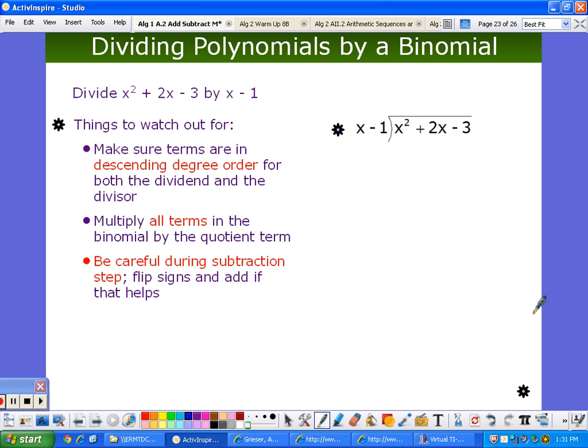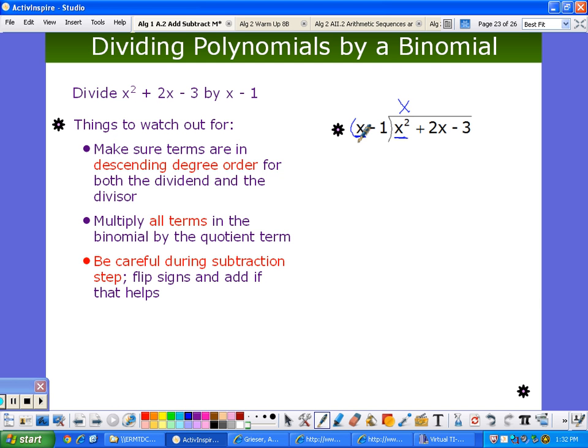So x minus 1 is our divisor into x squared plus 2x minus 3. Watch very carefully what we're going to do. This is similar to long division when you have a big number; sometimes you would just round it to a number we understand. So basically you're just going to look at the x and the x squared. You're going to say x times what is x squared? X. So we put that on top.